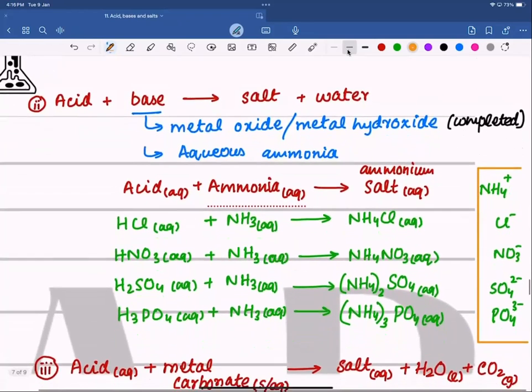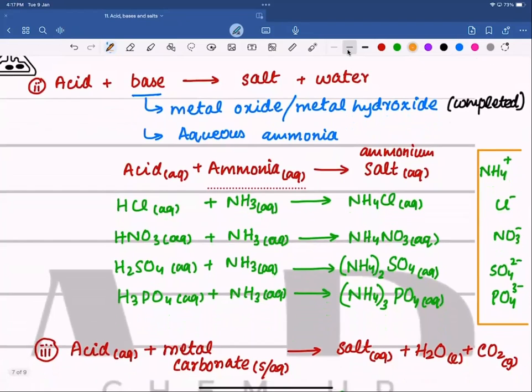Now, after this, we are going to discuss another reaction of our acid, that is acid with metal carbonates. Metal carbonates exist in solid and aqueous both. Solids are the ones which are water insoluble, and aqueous are the ones which are water soluble. So when acid reacts with a metal carbonate, we always get salt, water, and carbon dioxide. So these three are the products when acid reacts with metal carbonate.